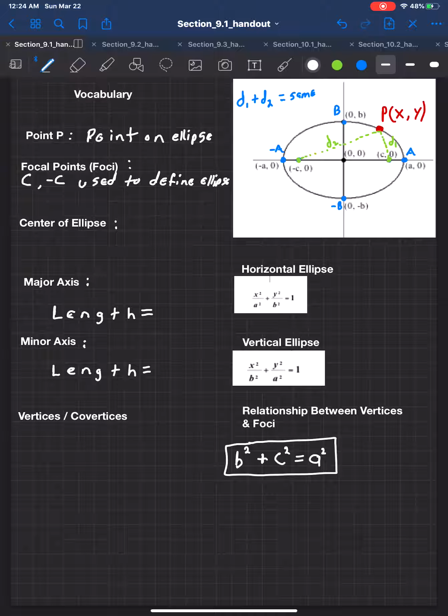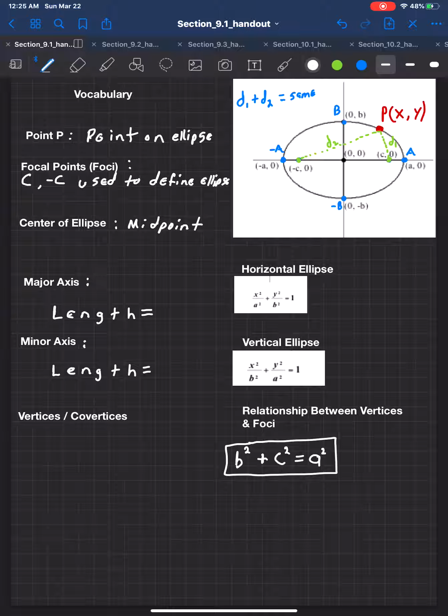All right. Now, the center of any ellipse. This one is centered at the origin. That is the easiest type of ellipse to deal with. But as you can imagine, there's no special reason that the ellipse must be centered at the origin. We can translate that graph to another location, but the center of the ellipse is always the midpoint.